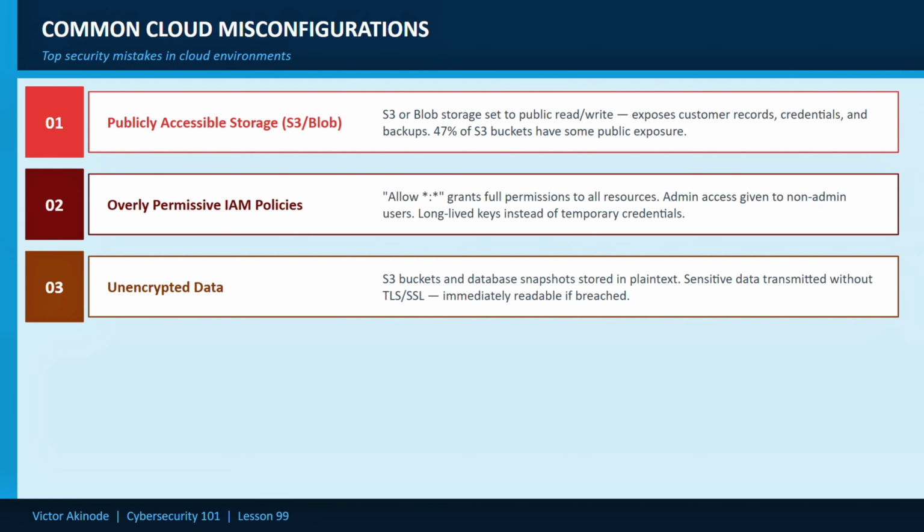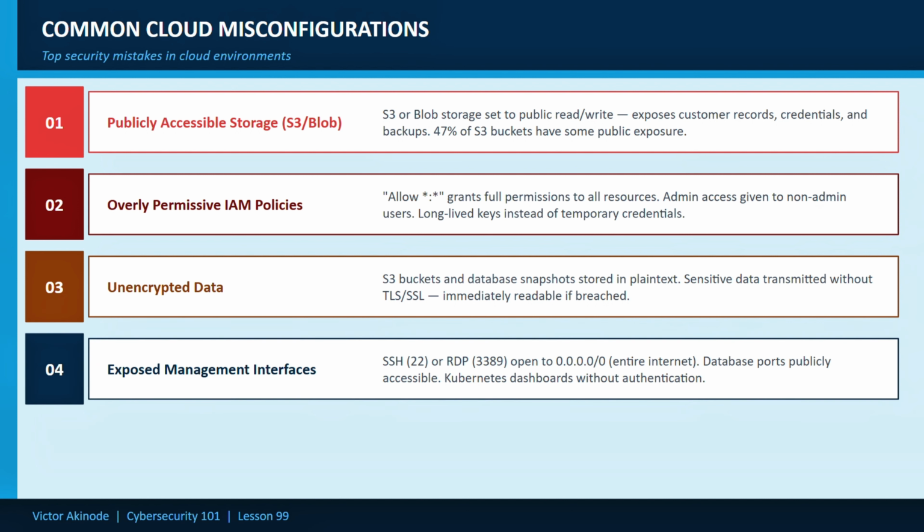Number 3 is unencrypted data. An example is S3 buckets and database snapshots that are stored in plain text, or sensitive data transmitted without TLS or SSL. All of this can lead to an immediate breach because if it is readable and an attacker can intercept and see that, it can lead to a big problem. Number 4 is exposed management interfaces. We have SSH for port 22 or RDP for 3389.